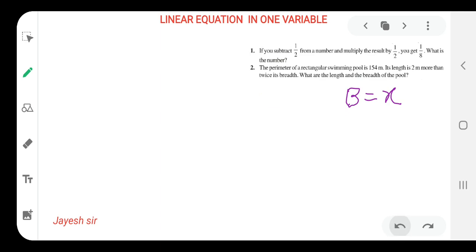What would be the length? Length is equal to twice the breadth, and 2 more, that means plus 2. So what we have got: our length is 2x plus 2.